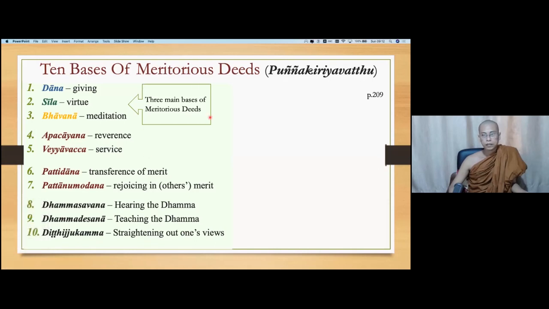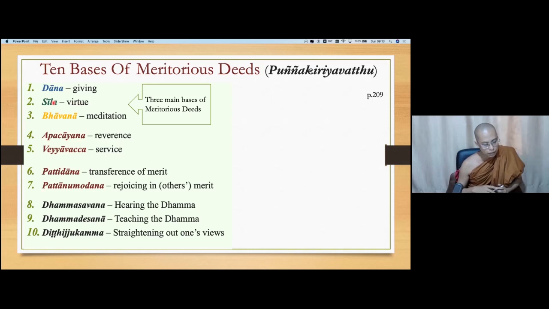vatu in Pali. Here punya is wholesome or meritorious, kriya is deed, and vatu is base. So, 10 bases of meritorious deeds. In the case of unwholesome action, the topic we studied was the 10 unwholesome causes of action. But here it should be the 10 wholesome causes of action; instead it is called the 10 bases of meritorious deeds. We will understand later. Let's see the 10 bases of meritorious deeds first.